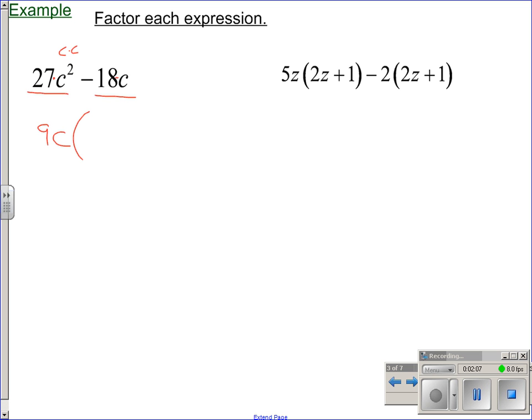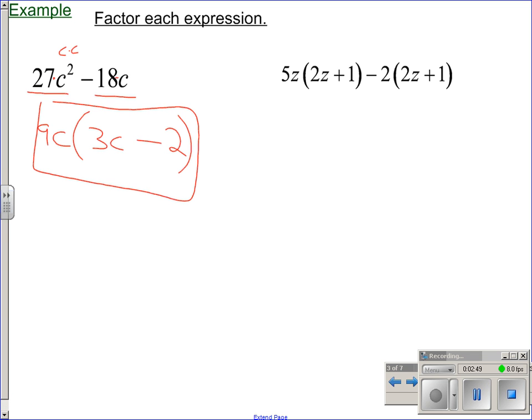We're going to put some parentheses. And what's left is 9c times what gives us our original amount. So 9 times 3 was a 27. C times c is the c squared. Then we just have a minus. 9 times what gives us 18? That's the 2. C times what gives us c? Well, that's just a 1. We don't need to put times 1. And that's factoring. You can always check your work by doing some distributive property. 9c times 3c is 27c squared. Minus 9c times 2, 18c. So this works. This is our answer.